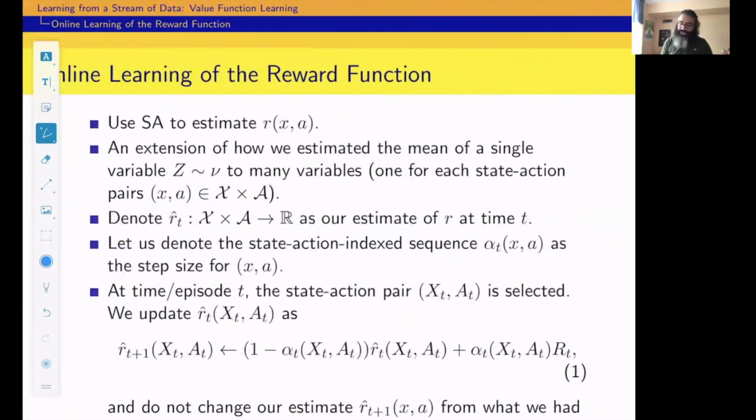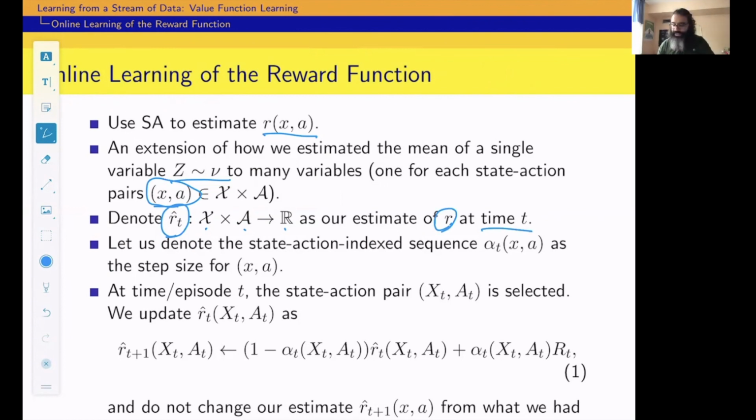So the idea is to use stochastic approximation, for example, to estimate R of X and A. It's an extension of how we estimated the mean of a single random variable, Z, to many random variables, each of them indexed by X and A. So instead of theta t, we define R hat of t, which is a function that maps from state and action to a real value. And it would be our estimate of R at time t.